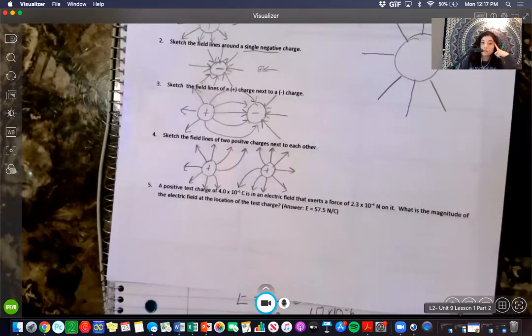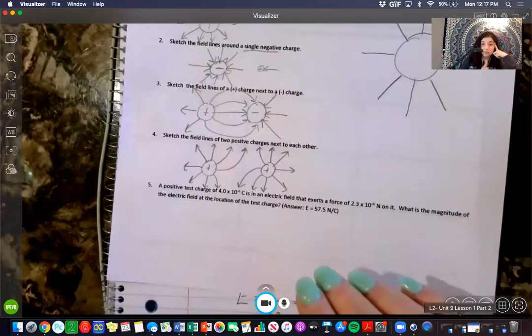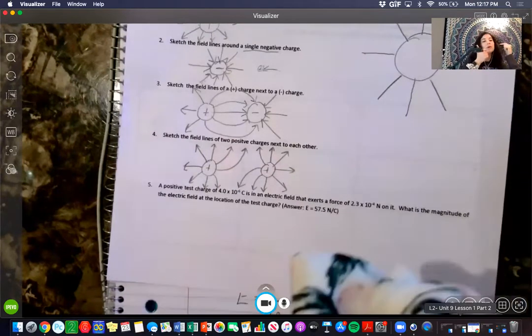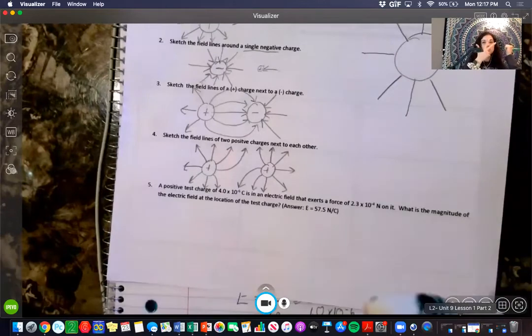Key takeaways from this: please make sure that your field lines do not cross, and make sure they point away from positive charges towards negative charges.